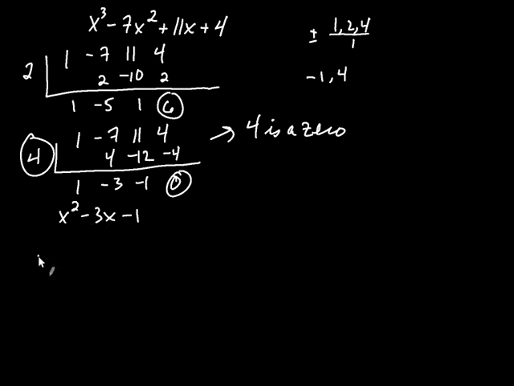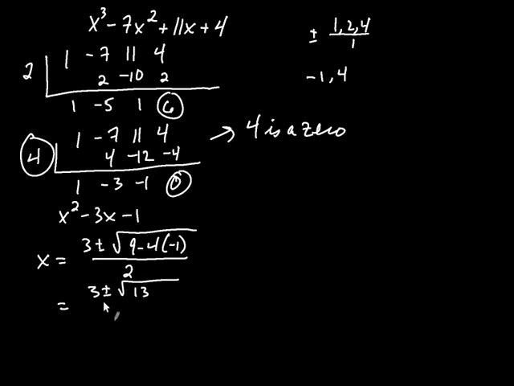So in that case, you're going to get x is equal to 3 plus or minus the square root of 9 minus 4, and a times c is negative 1, all divided by 2 times a, which is 2. So we're looking at 3 plus or minus the square root of 9 plus 4, which is 13, over 2. Okay, and this yields 2 more zeros, right? So we end up with the zeros being negative 1, 4, and we have 2 more. It's 3 plus the square root of 13 over 2, and 3 minus the square root of 13 over 2.